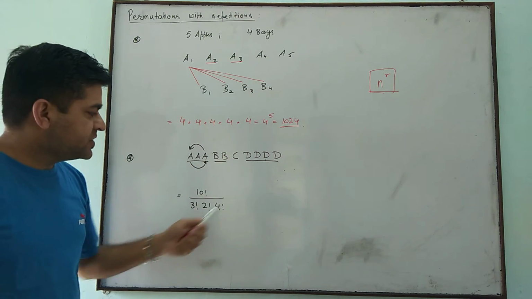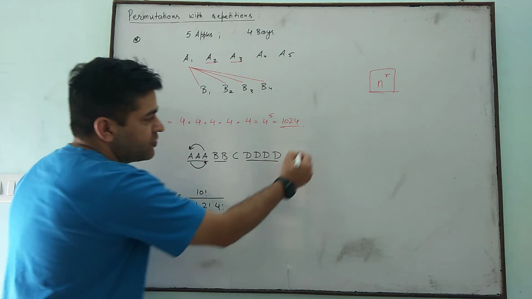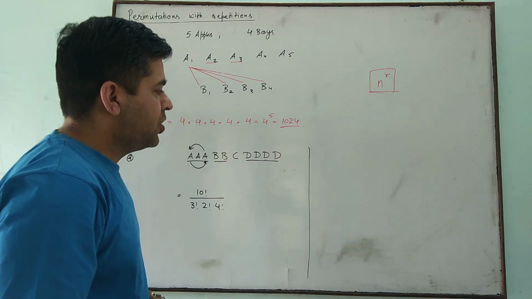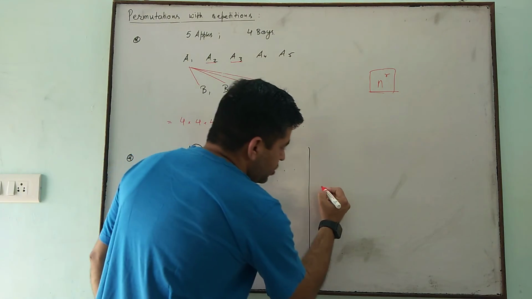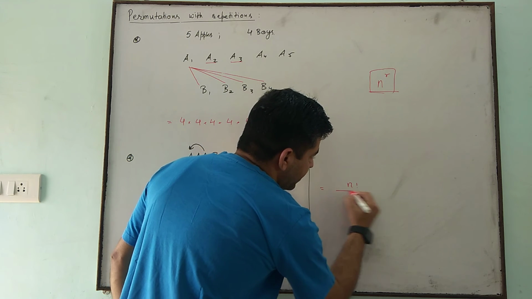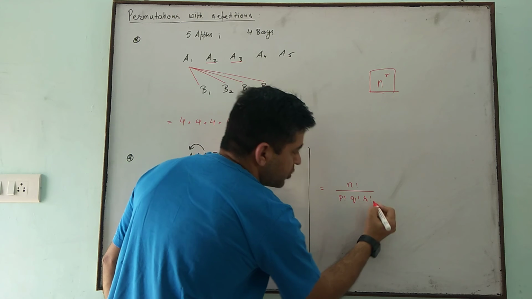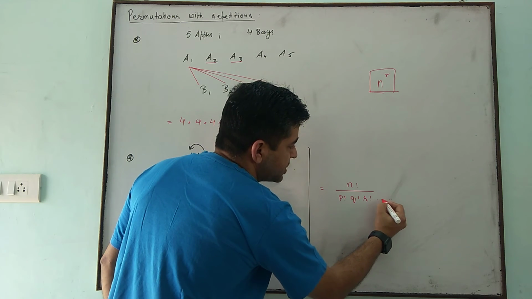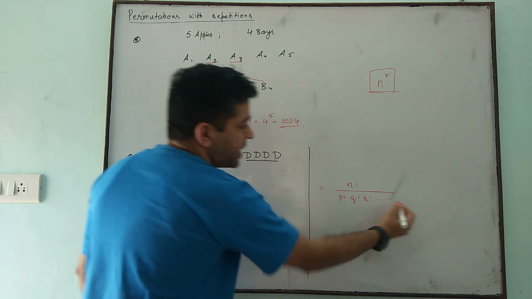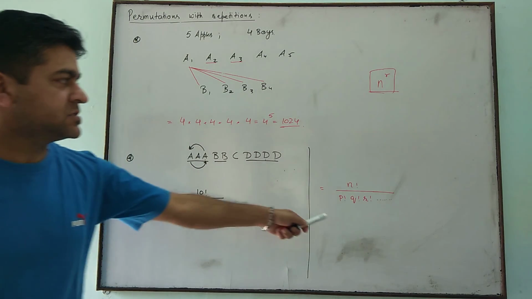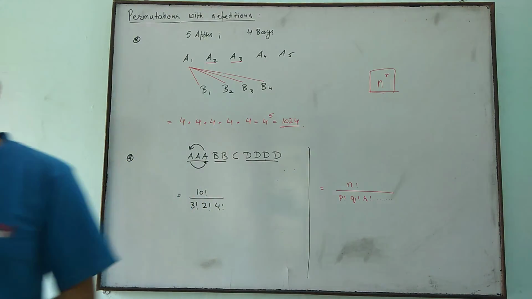These are the numbers of objects which are identical. So we have a concept here of total n factorial divided by p factorial, q factorial, r factorial, or as many times as there are groups of identical objects. So this is the concept. Just note it down.